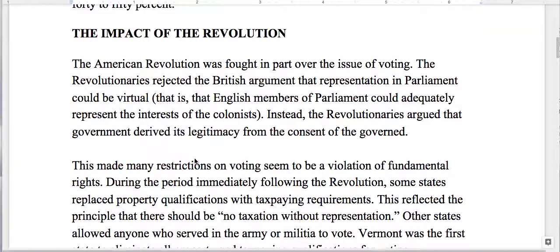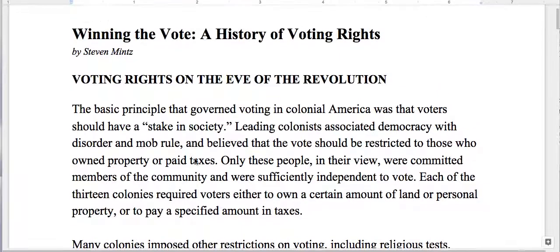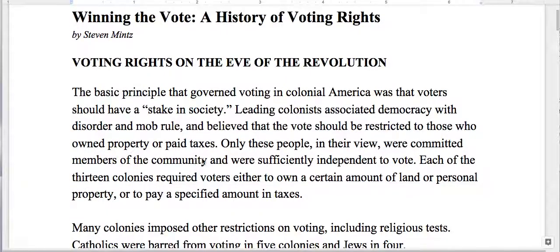So, if you are listening to this screencast and this Think Aloud, please follow along with the reading. Do not just simply listen. In other words, read the words as I read them. That helps you better understand what's being read. Winning the Vote, A History of Voting Rights by Stephen Mintz. Part 1, Voting Rights on the Eve of the Revolution.